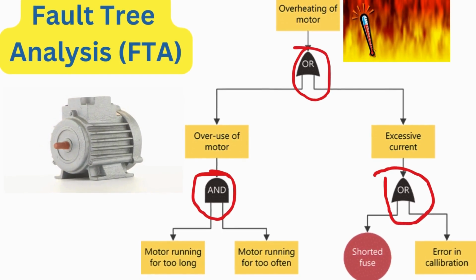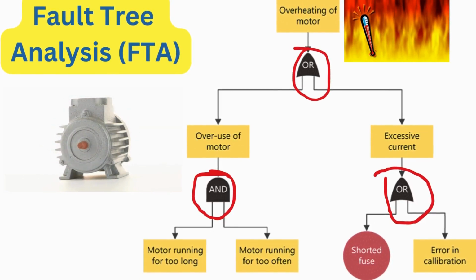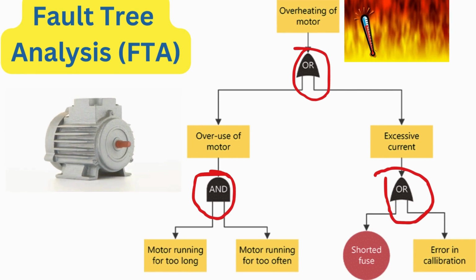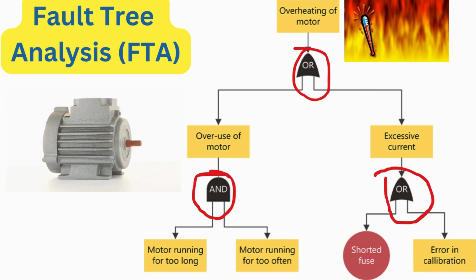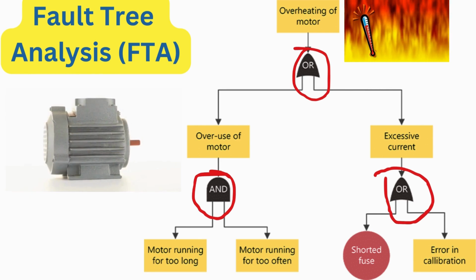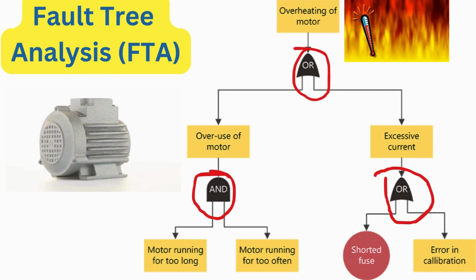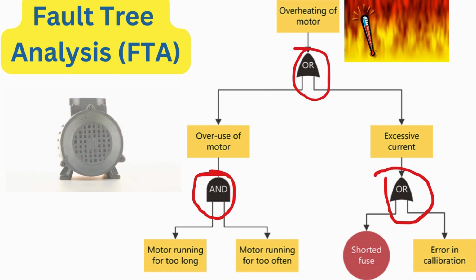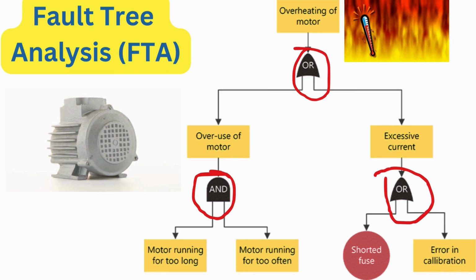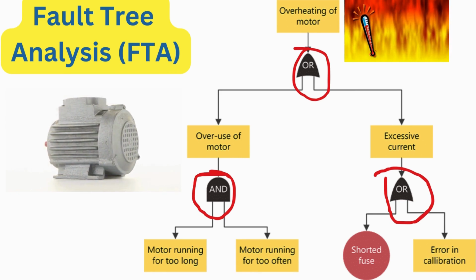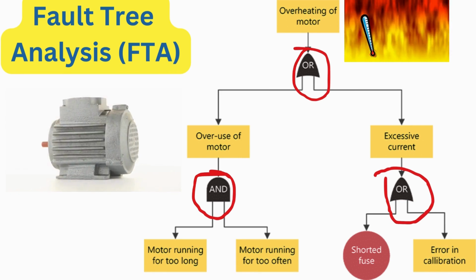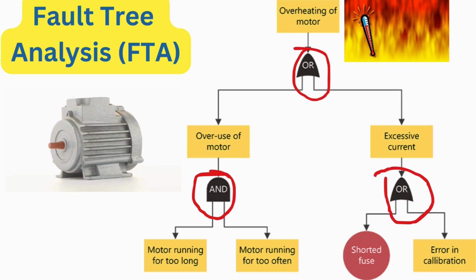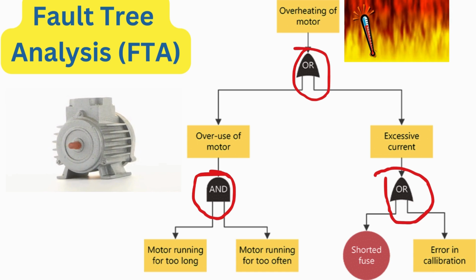Break down the top event into potential causes and sub-causes. Use logical symbols like AND and OR gates to illustrate how these causes contribute to the top event. Document each cause and its relationship to the top event in your fault tree diagram. Analyzing this diagram helps you understand how various factors interact and contribute to the failure, enabling effective hazard identification and prevention.